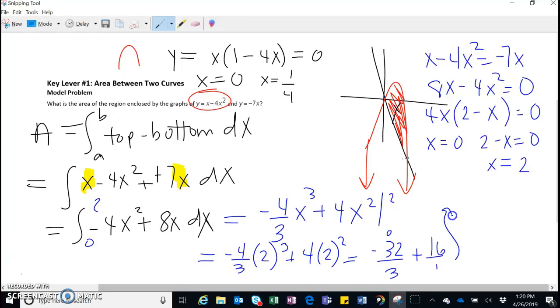So again, some mental math. That's negative 32/3 plus 48/3 when I get a common denominator. And it would appear as though my answer is 16.